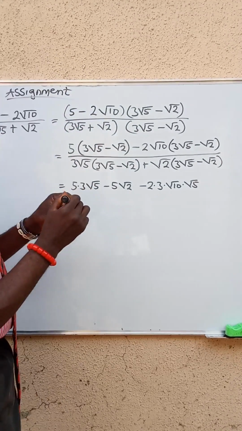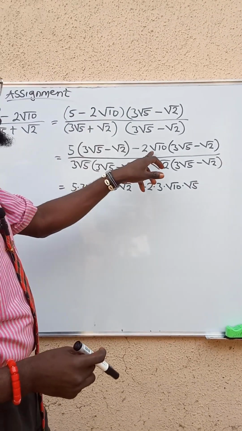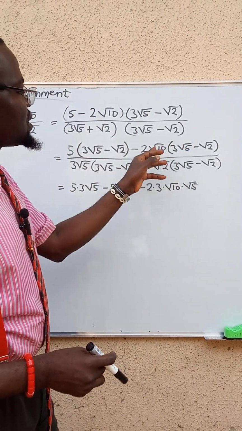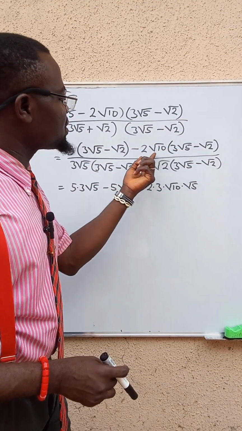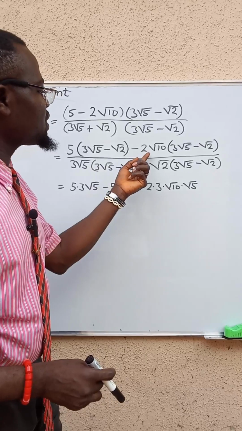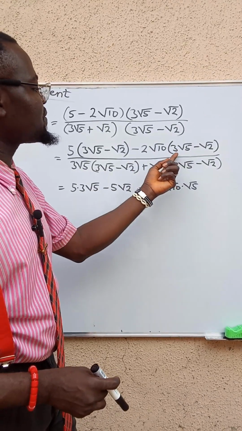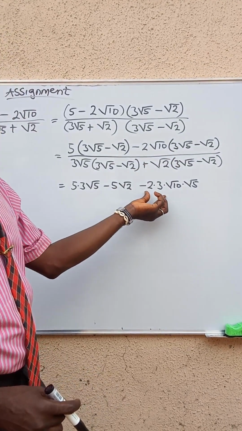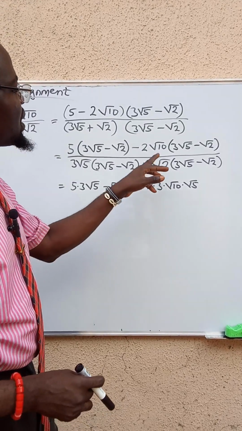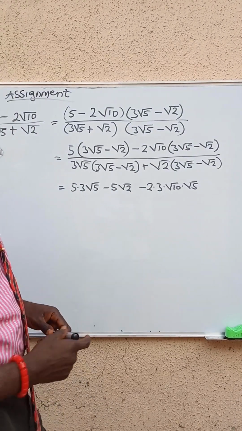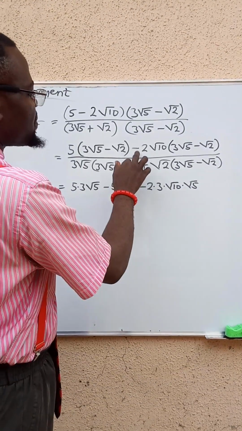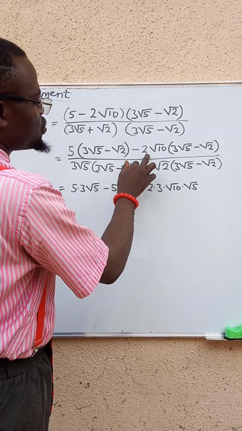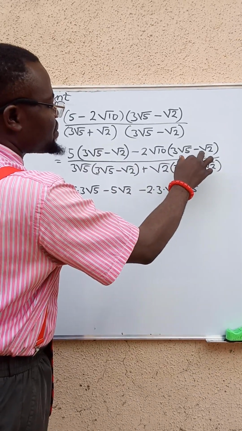Now look at what I did. When you are multiplying two things with roots, bring out the coefficient of the two roots. The coefficient of root 10 is 2, the coefficient of root 5 is 3. So I have to bring them out first to avoid mistakes. Then bring the two roots together and multiply them together, that's root 10 dot root 5. Now I have minus here, minus 2 multiplied by minus root 2.